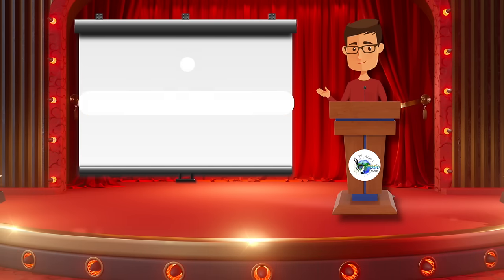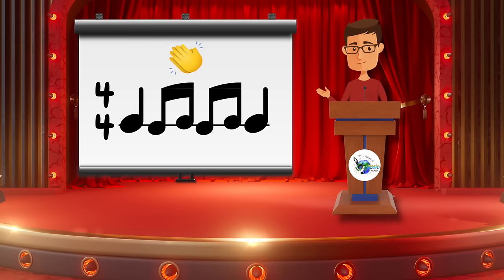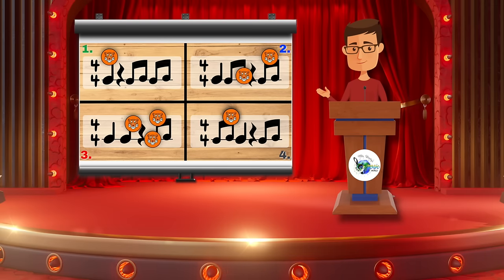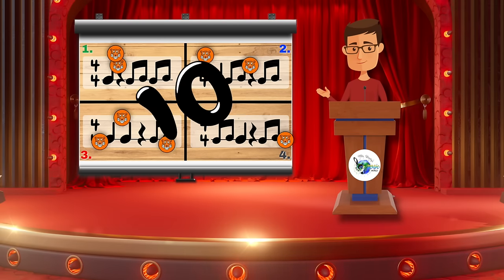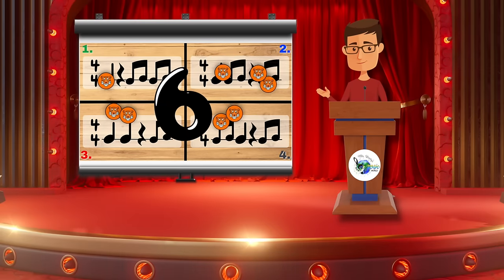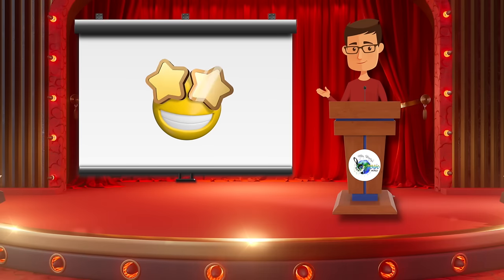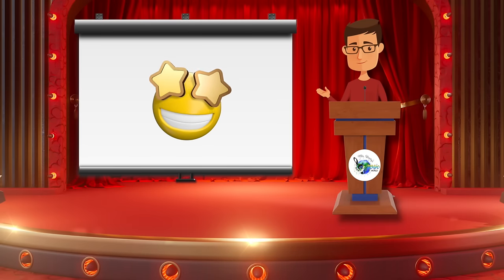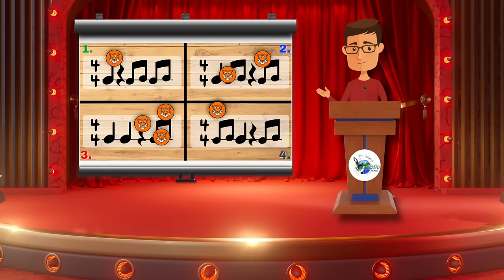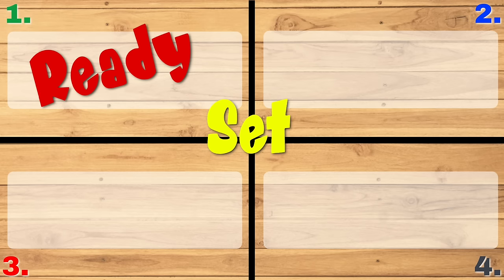Okay, back to the game. After the rhythm is revealed, the students who are out will simply take a seat, and another 10 seconds will count down to allow you to pick a new corner, and the game will continue until there is one person left. So let's get started with the game. Ready, set, go!